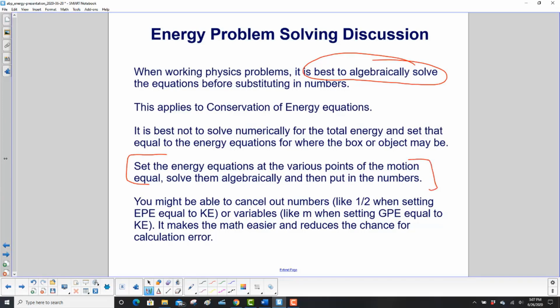You might be able to cancel out things like a half when setting EPE equal to KE, or variables like m when setting GPE equal to KE. That actually gives you a better understanding of the problem too, because it shows that when an object is on an incline or a height and slides down, the velocity it has at the bottom does not depend on the mass. That's a good physics point, which you may not have gotten if you just put the numbers in ahead of time. And also it makes the math somewhat easier and reduces the chance for calculation error.